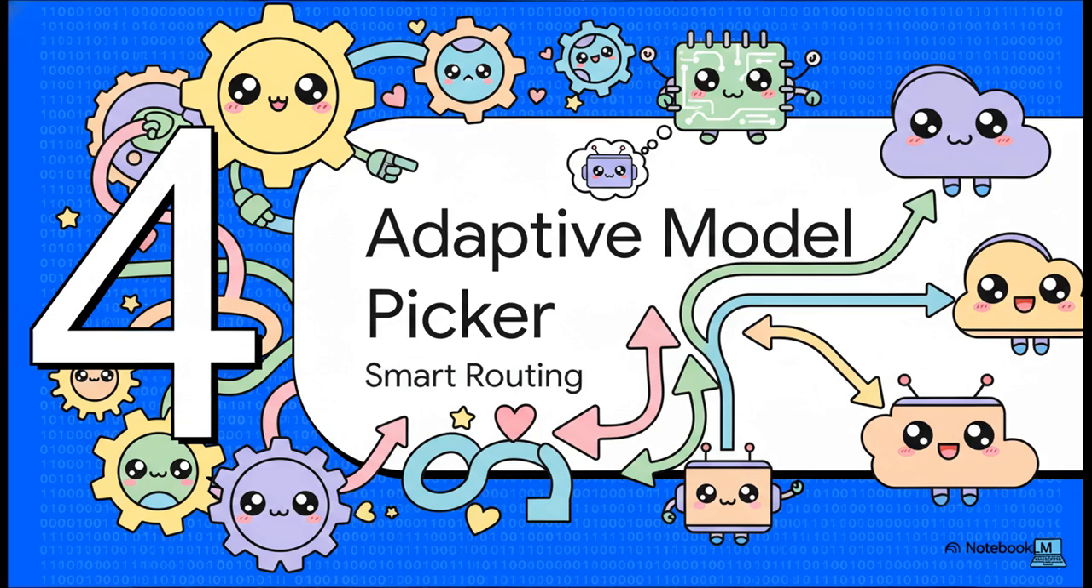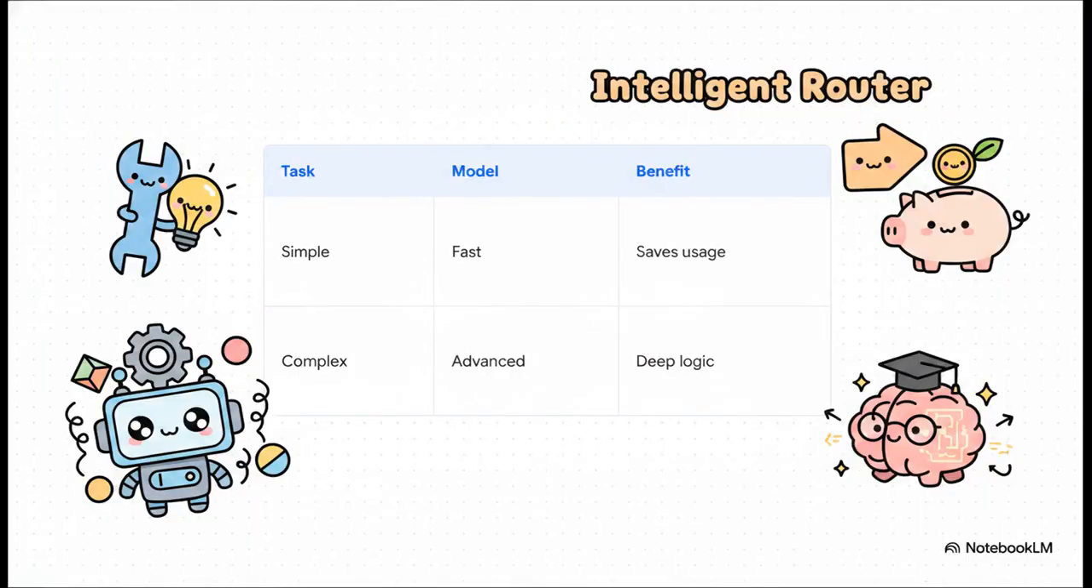Which brings us to Section 4, the adaptive model picker. Smart and adorable routing. So Devin essentially acts as an intelligent traffic cop to optimize your performance and cost. For those quick, simple tasks, it routes them to fast, efficient models, which saves your usage allowance. But when things get complicated, it automatically routes the complex work to heavy-duty, advanced models to handle the deep logic. You don't even have to think about it. The system is just constantly optimizing under the hood, stretching your computational resources as far as humanly possible.